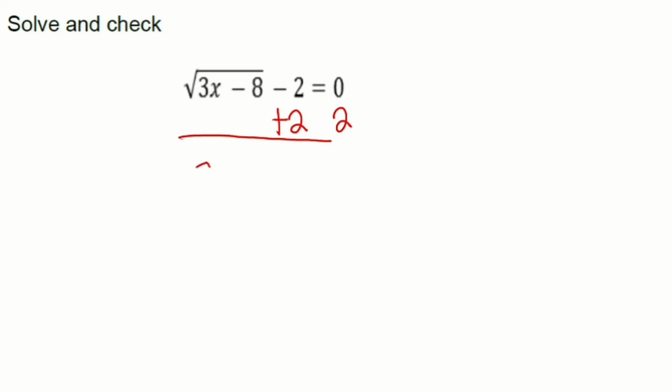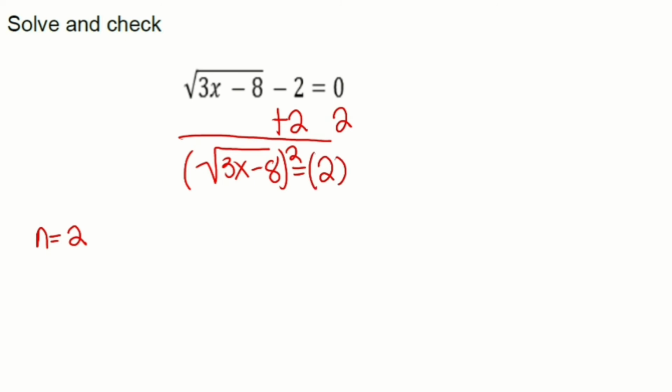Okay, so this is now square root of 3x minus 8. This one produces 0 pair. That's equal now to 0 plus 2. That is 2. Next is we have to identify our index. The index we have here is 2. So we will raise both sides of the equation by 2.